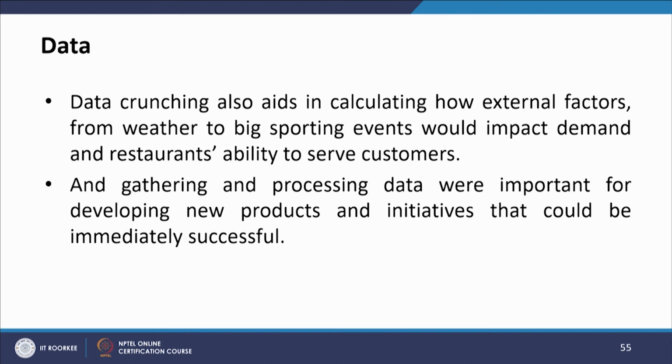Data crunching also aids in calculating how external factors from weather to big sporting events would impact demand and restaurants' ability to serve customers. So, now you see that we are also looking at the effect of external factors like the change in weather or a big sporting event, and then predicting and forecasting the restaurant's ability to serve the customer. And gathering and processing data were important for developing new products and initiatives that could be immediately successful.